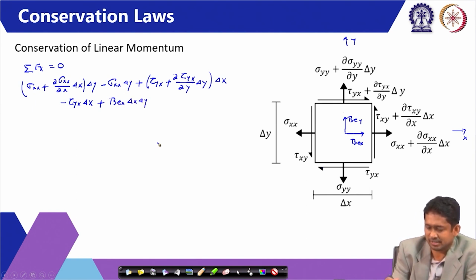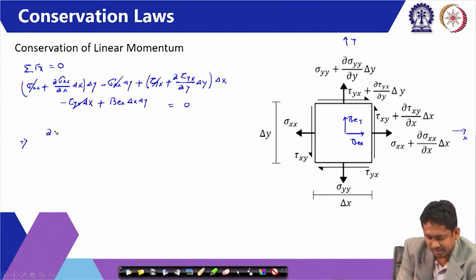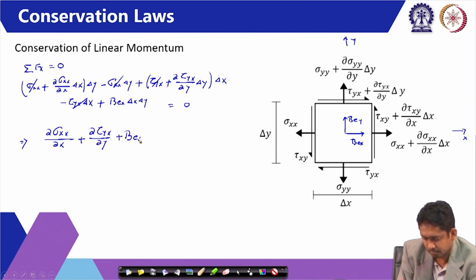Now, please understand that we are here dealing with only 2 dimensions. So, the dimension along the third direction, which means perpendicular to this plane, is 1. So, this is our total body force and that is equal to 0. Now, if you simplify this, this cancels and this cancels, and we are left with this equation. And that is equal to 0.